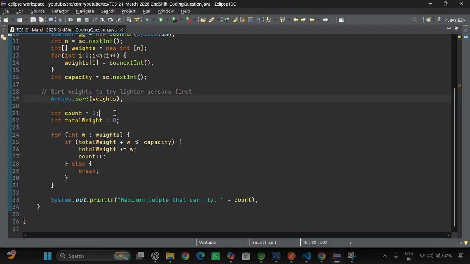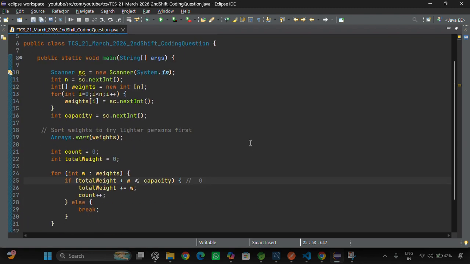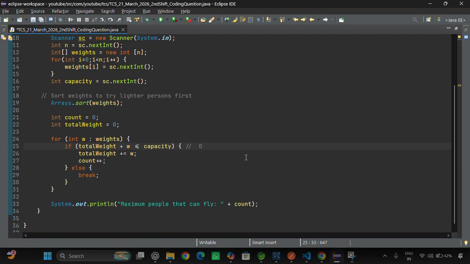After that, we have taken two variables, one is a count, another one is a weight. Here I have run a for each loop on the weights. Okay, and I have given one condition on the total weight. What is the total weight in the starting? It's 0, right? So we will solve this by taking the test cases. After sorting, what will be the first value? We will get 10, right?